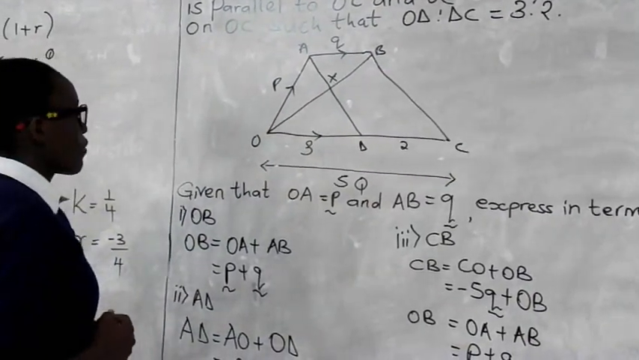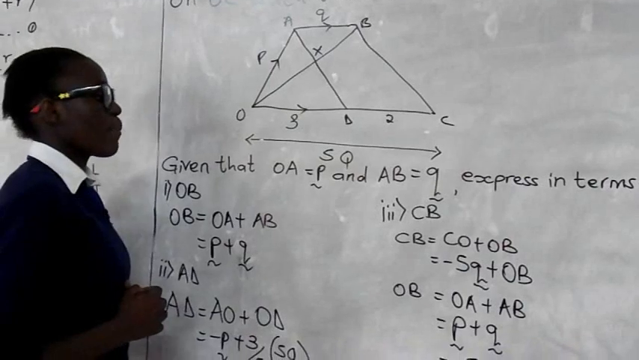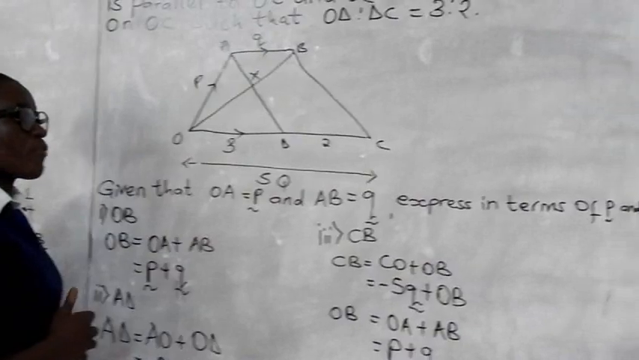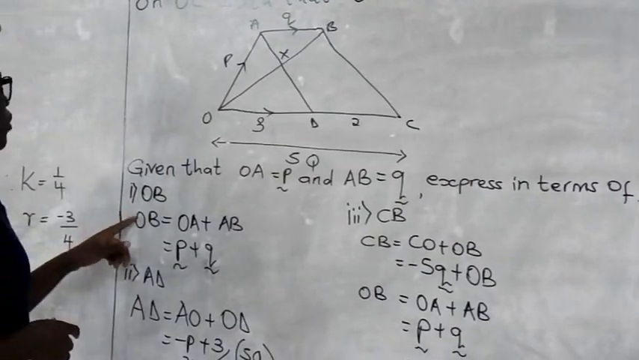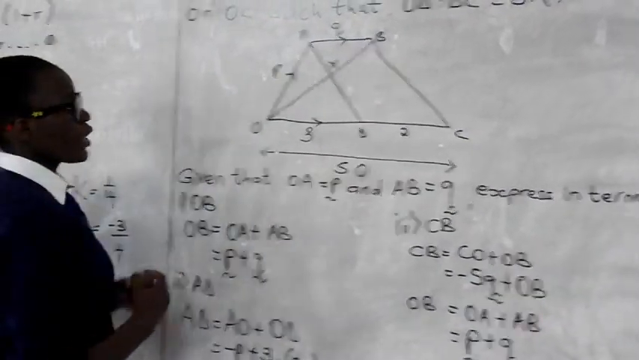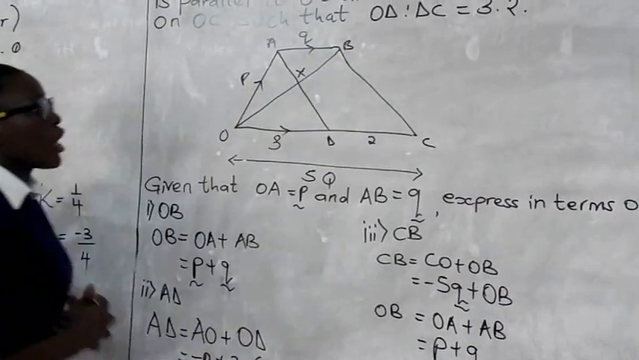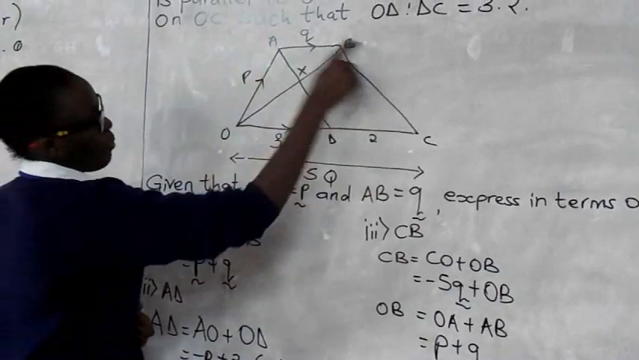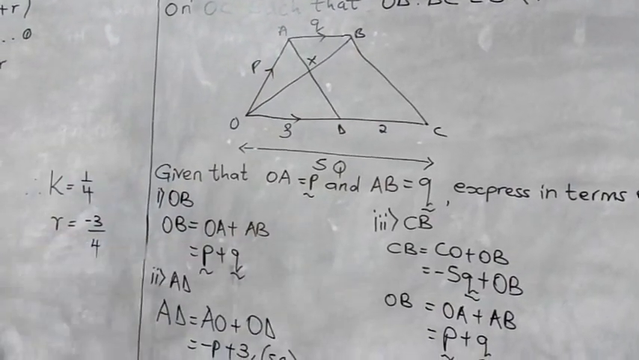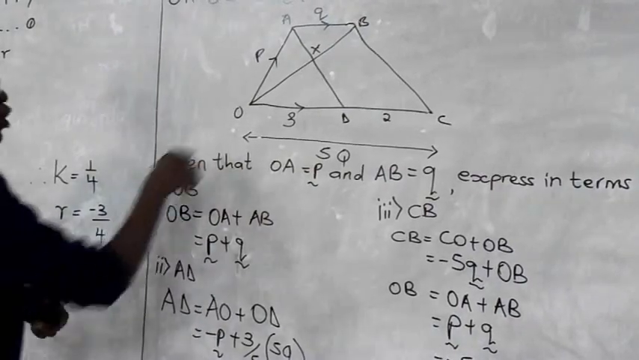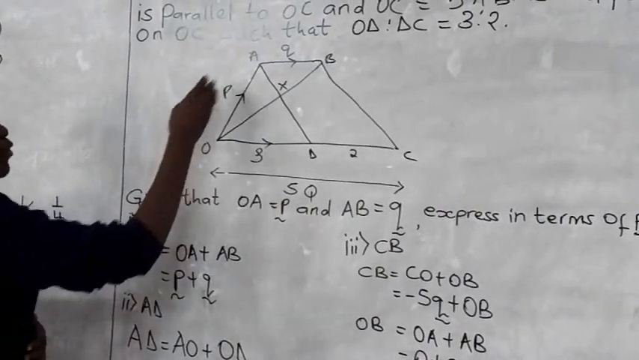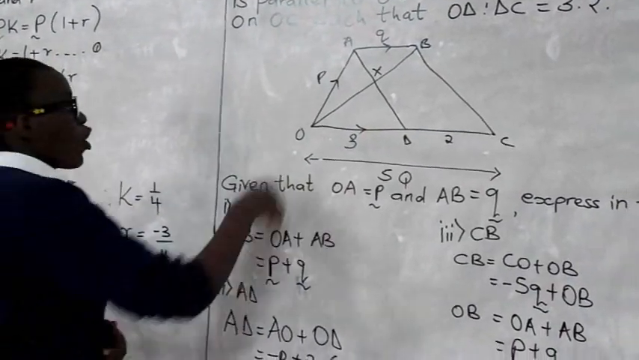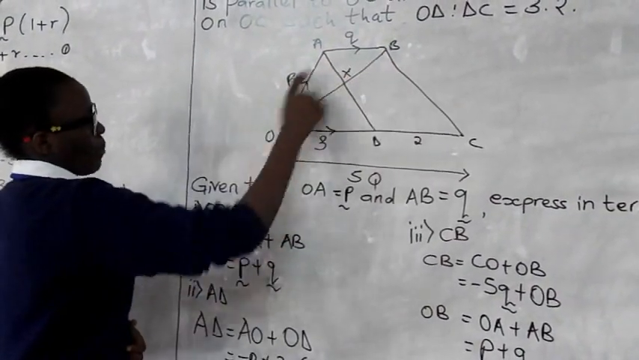Question 1, given that OA is equal to vector P and AB is equal to vector Q, express in terms of vector P and Q, Roman 1, OB. OB is from here to here. So we are going to use a long way, OA to AB, which is expressed down here. We are given that from O to A is vector P, and from A to B is vector Q. So you are going to add the two distances, OA plus AB, which is P plus Q.